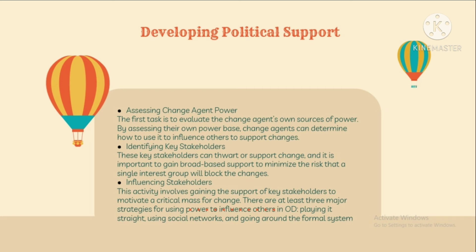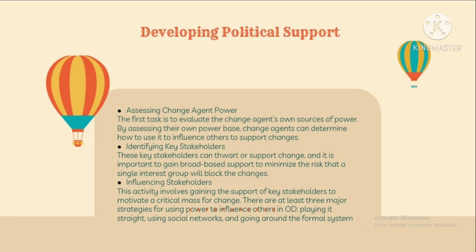The first is assessing change agent power. The first task is to evaluate the change agent's own sources of power by assessing their own power base. Change agents can then determine how to use it to influence others to support change. And the second is identifying key stakeholders. These key stakeholders can oppose or support change, and it's important to gain broad-based support to minimize the risk that a single interest group will block the change.